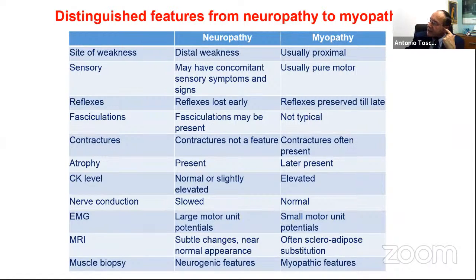The CK level is very different, because we have very mild elevation in neuropathies, whereas the CK level is elevated or very much elevated in myopathies. Nerve conduction, of course, is slowed in neuropathy and normal in myopathies, whereas the EMG shows large motor unit potentials in neuropathies and small motor unit potentials in myopathy. And what about the neuroimaging? MRI is very useful in myopathies now. It's very important, especially to establish the degree of fibroadipose substitution or the presence of inflammation. In peripheral neuropathies, usually the alterations are very mild, so it's not particularly helpful to the diagnosis. And finally, muscle biopsy is neurogenic in neuropathies and myopathic usually in myopathies.